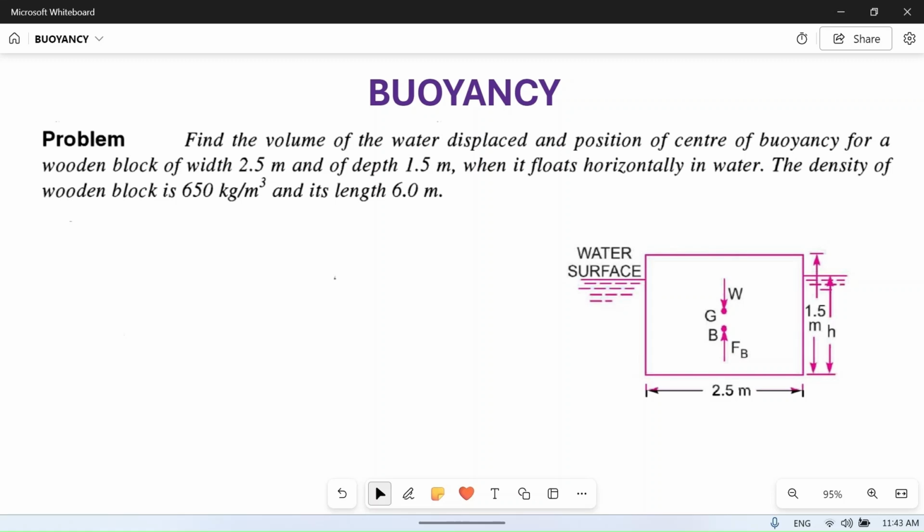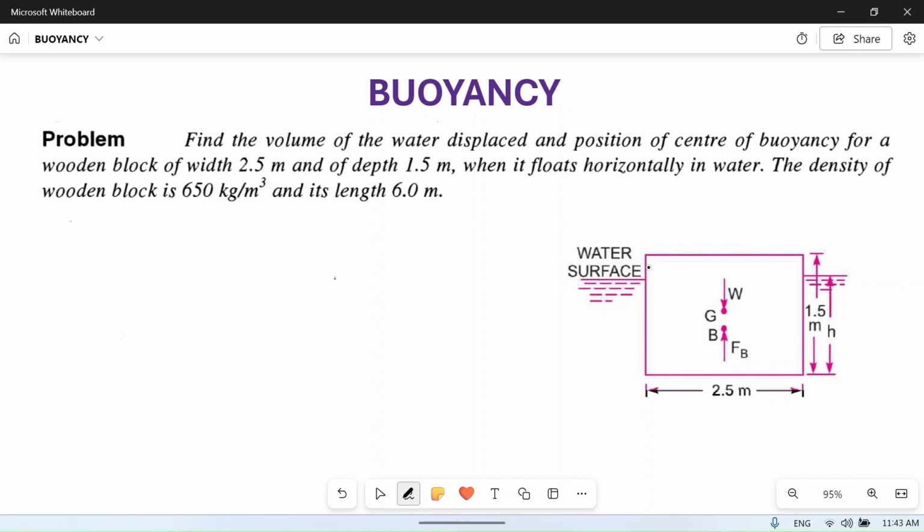So in this video we will see what buoyancy is and we will solve a numerical problem based on the buoyancy concept. Okay, so first of all, what is buoyancy? Buoyancy is the force acting on a floating or submerged body in a liquid, which is equal to the weight of the liquid displaced by this body.